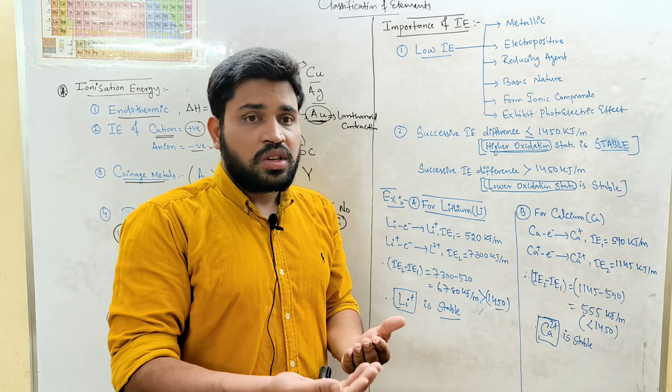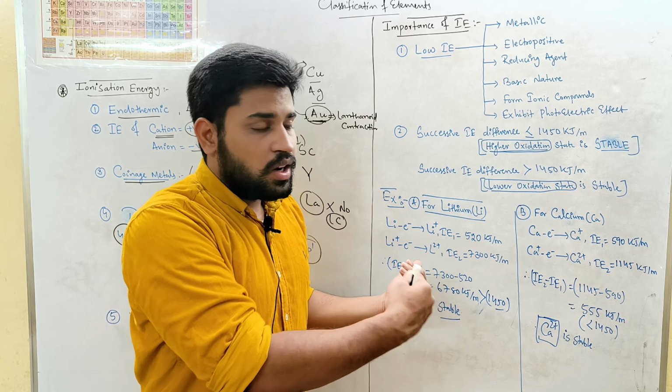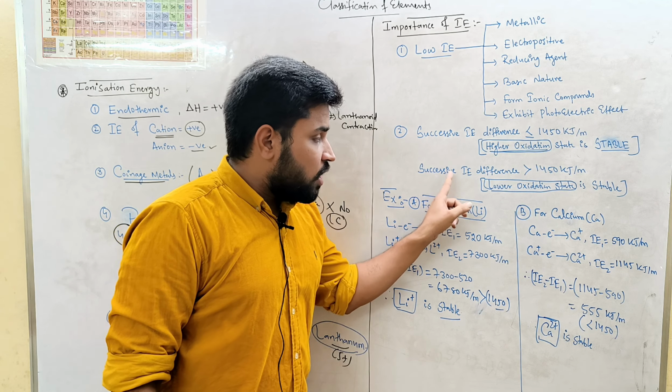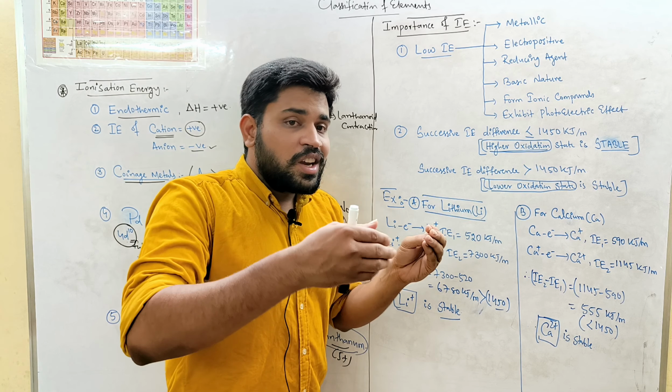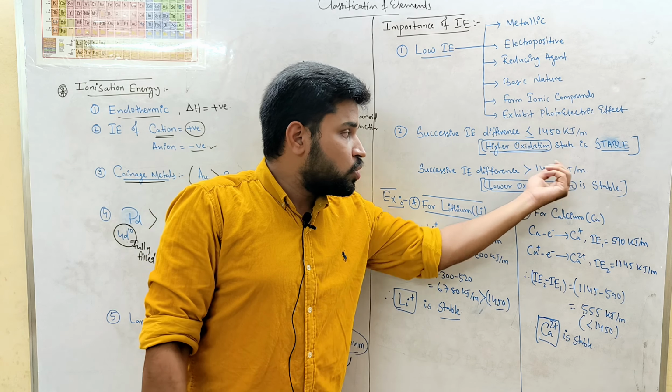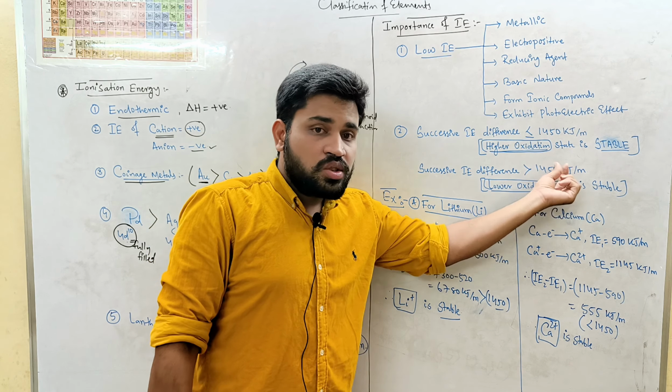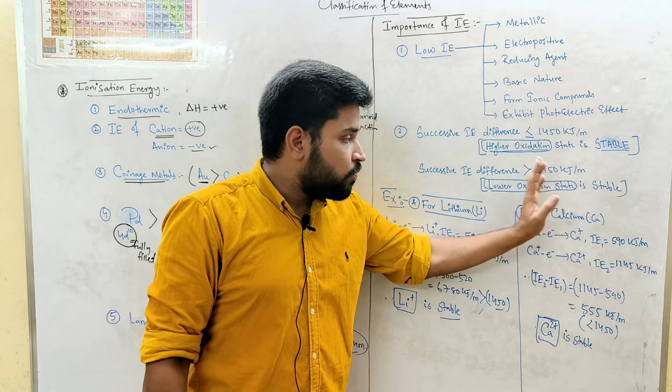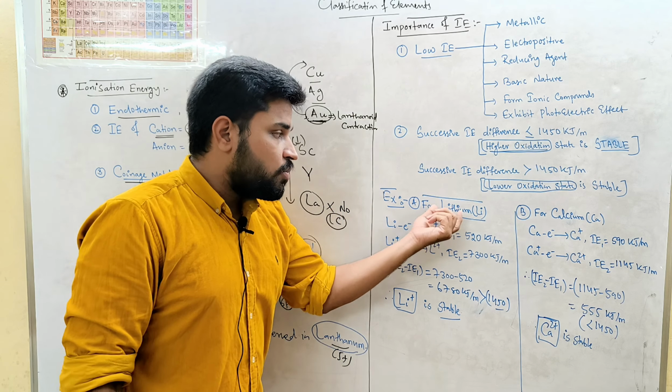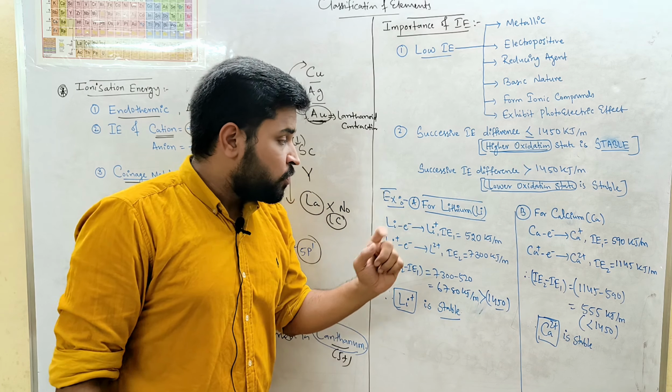What is the higher oxidation state? What is lower oxidation state? I will tell you with the examples below. In successive ionization energy, if the difference is more than 1450 kilojoules, then the lower oxidation state is considered stable. How? By taking the example of lithium and calcium, we can understand.